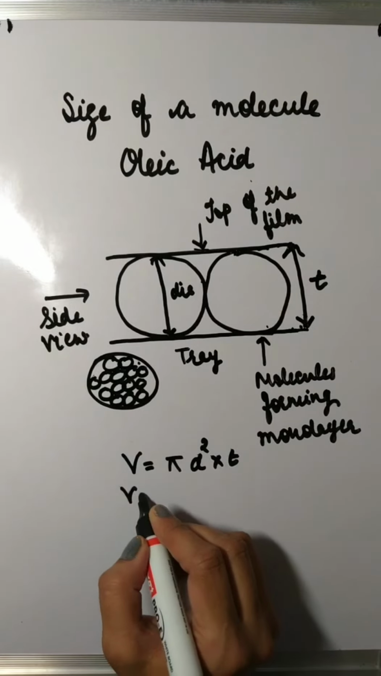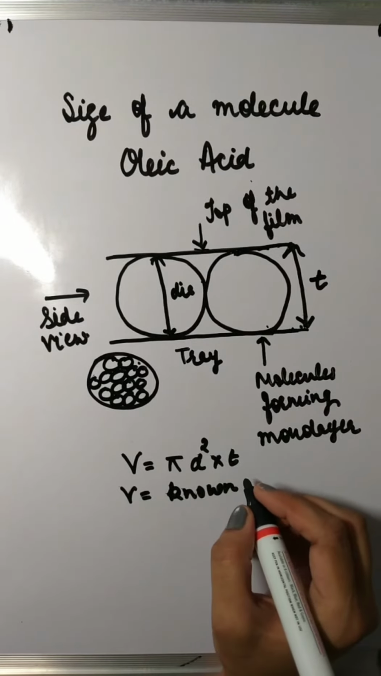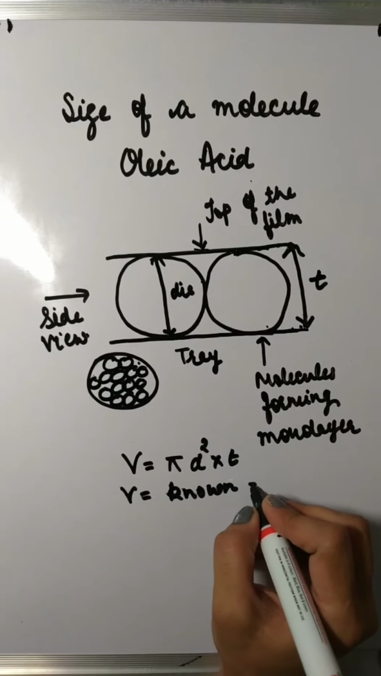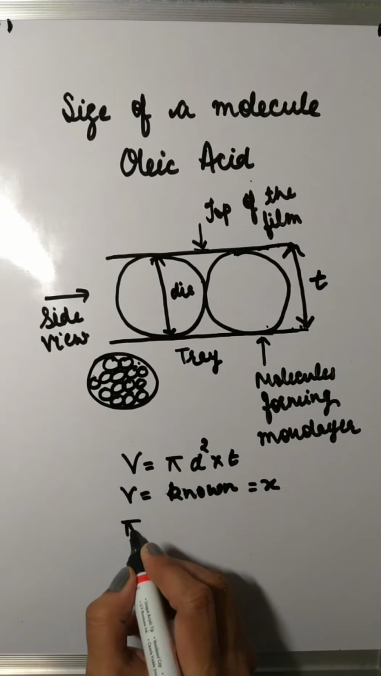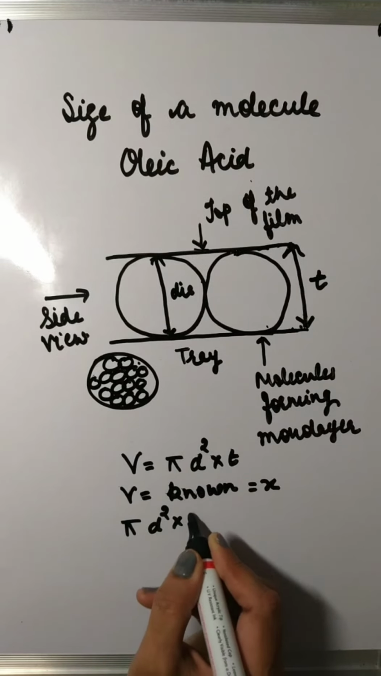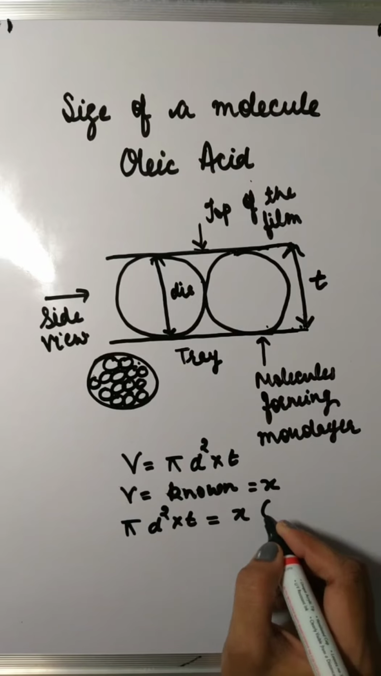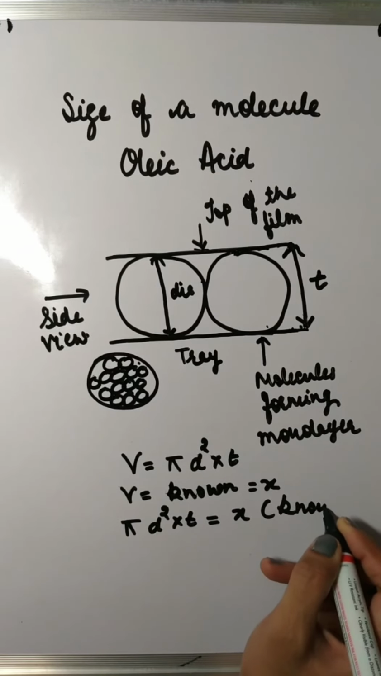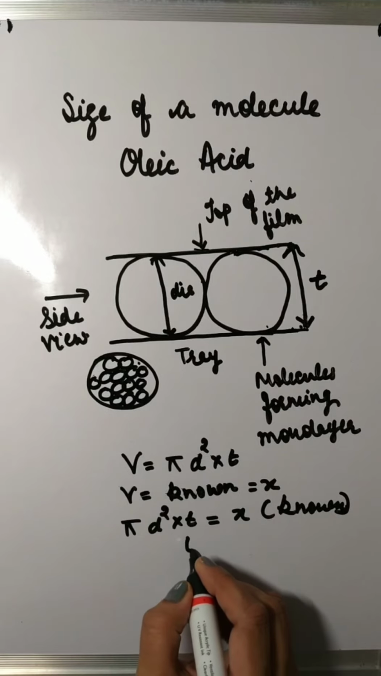Now the volume of the film we know, it is known. Let us say that we have already measured it and its value is x. So that means pi d square into T, the volume of the film, is equal to x, which is known. And from here we can calculate T.